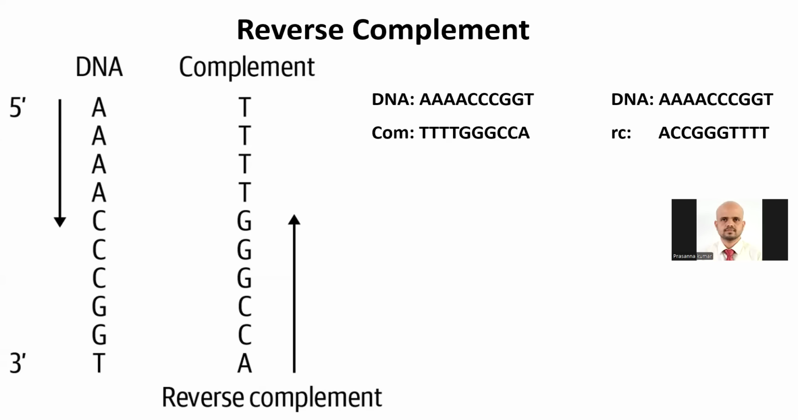Cytosine and guanine pair with a triple hydrogen bond. Adenine and thymine always have a double hydrogen bond. You know that. Okay. So what is this reverse complement?